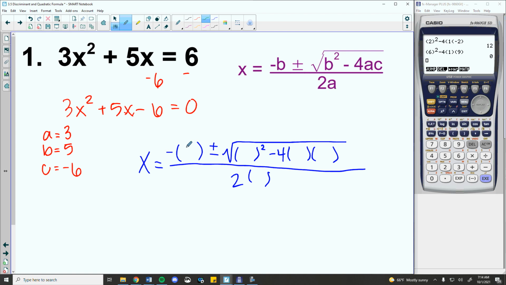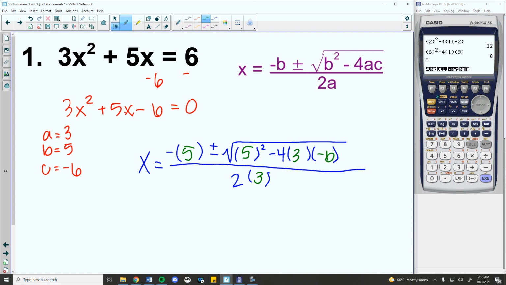My -b, my B is 5, plus minus the square root of B again is 5, squared minus 4 times A, which is 3, times C, which is -6, all over 2A. And A in this case is 3.